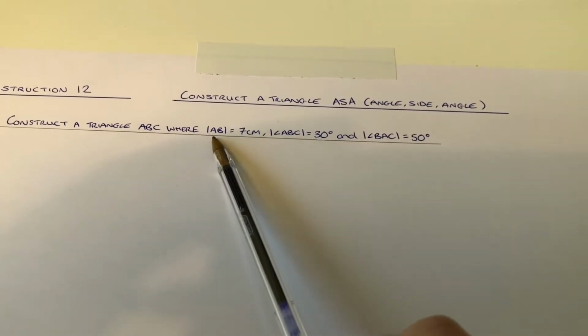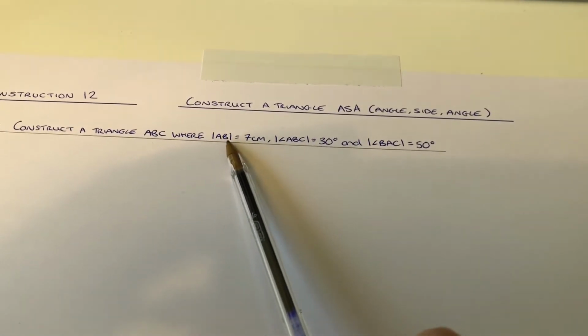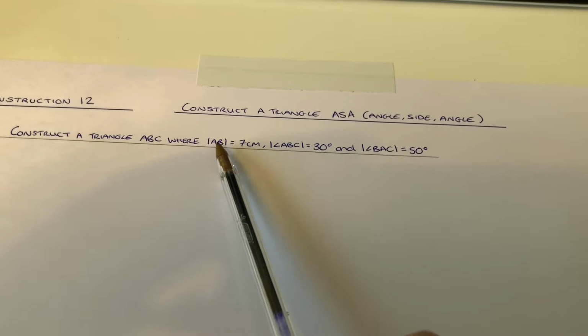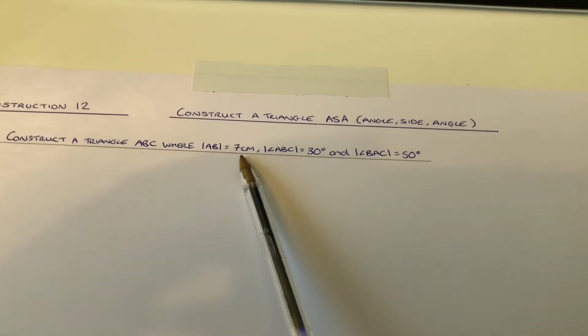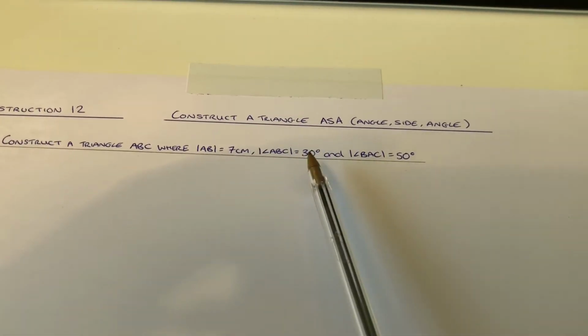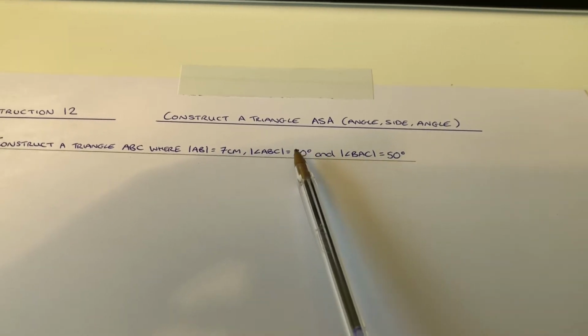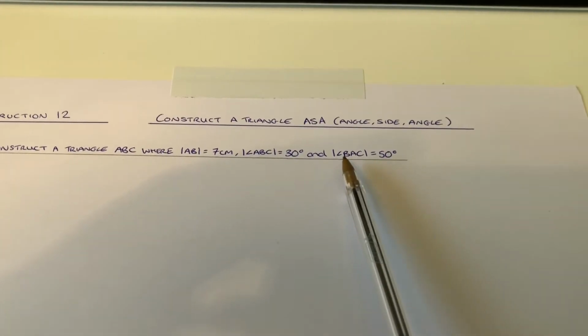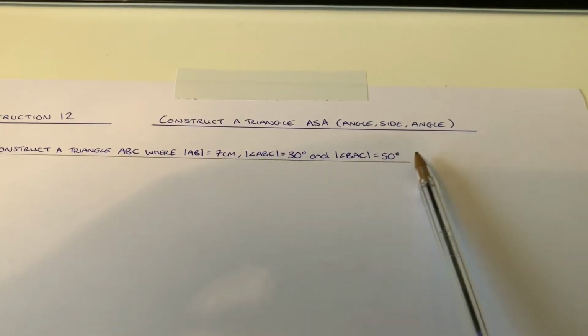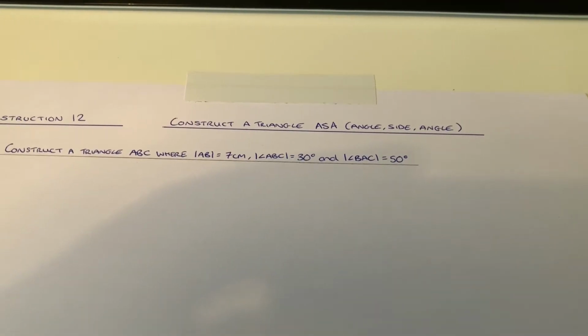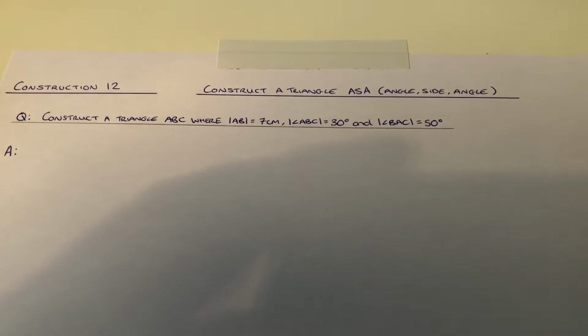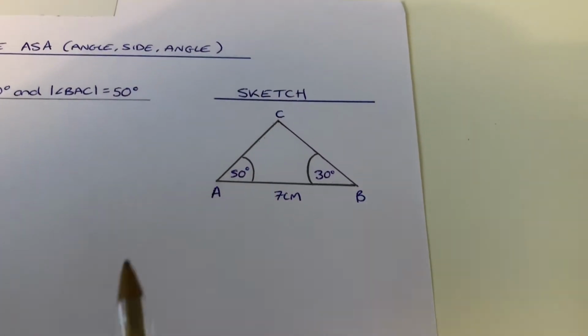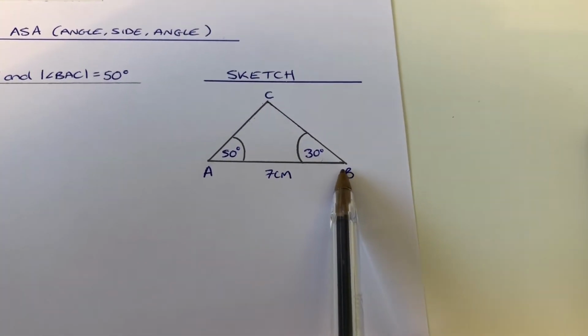And we're told that the distance between A and B, so the measurement of the length, the line segment AB, is 7 centimetres. And we're told 2 angles, one that sits at B is 30 degrees, and the one that sits at A is 50 degrees. So we'll start our answer off with our sketch. There's our sketch. Start off with the baseline.